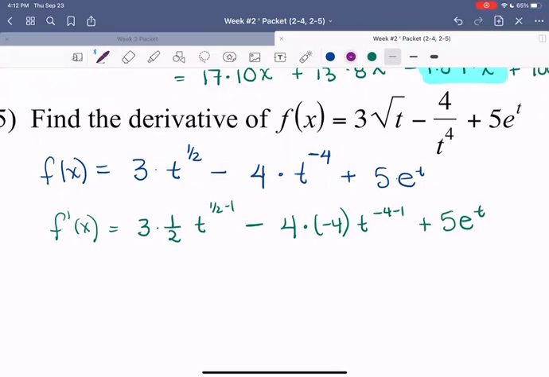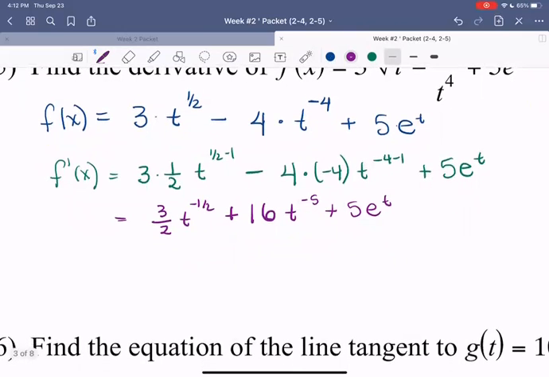Now we can clean this up a little bit and write this as 3 over 2 t to the negative 1/2, minus, so we have 4 times negative 4 becomes a negative 16. So we get negative 16, or positive 16, t to the negative 5, plus 5 e to the t.